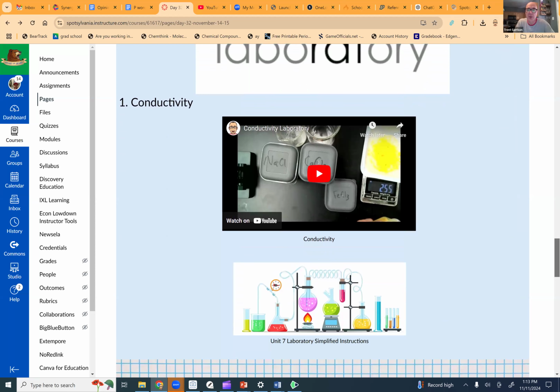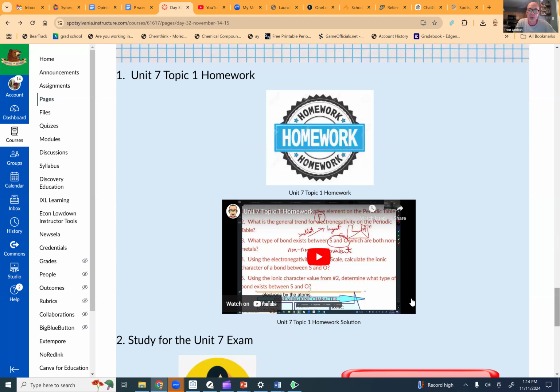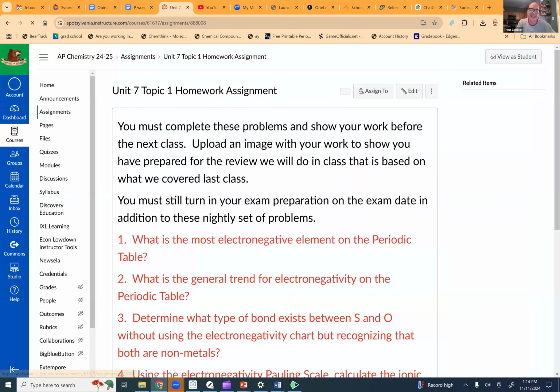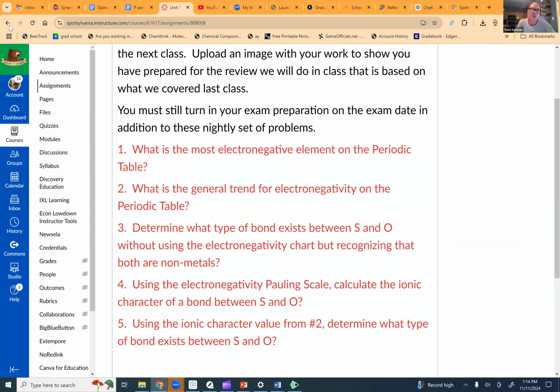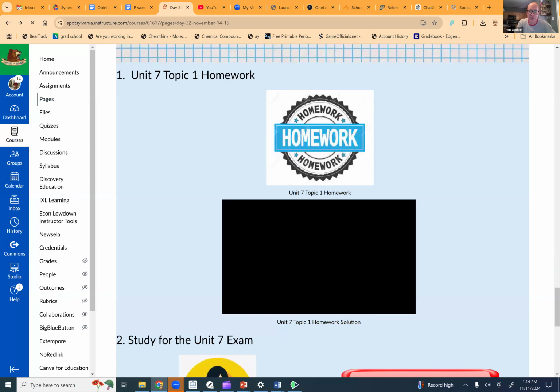Now, do not worry about the laboratory. We will do that when I get back next class, but do the homework. The homework is a little bit longer than normal. It is 5 questions, all of which relate to electronegativity and how we can determine if a bond is polar. All right, once you're done with that, please make your corrections to your exam.